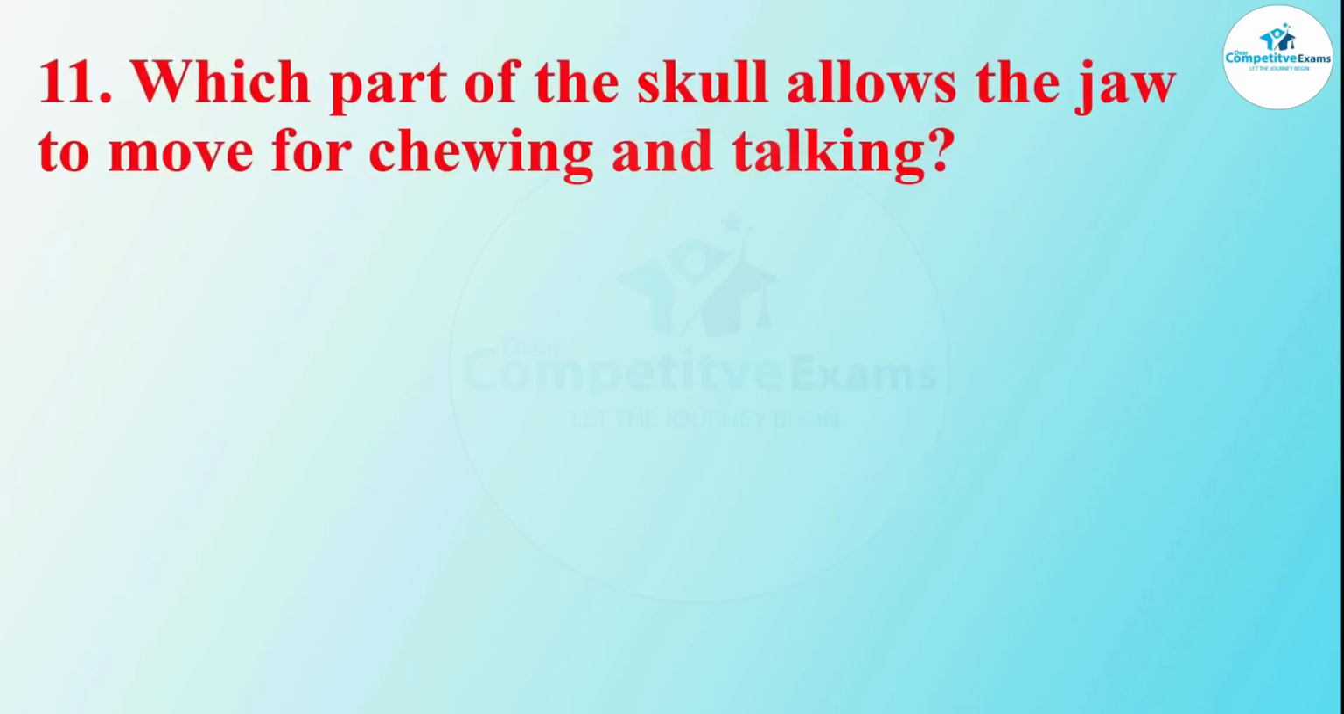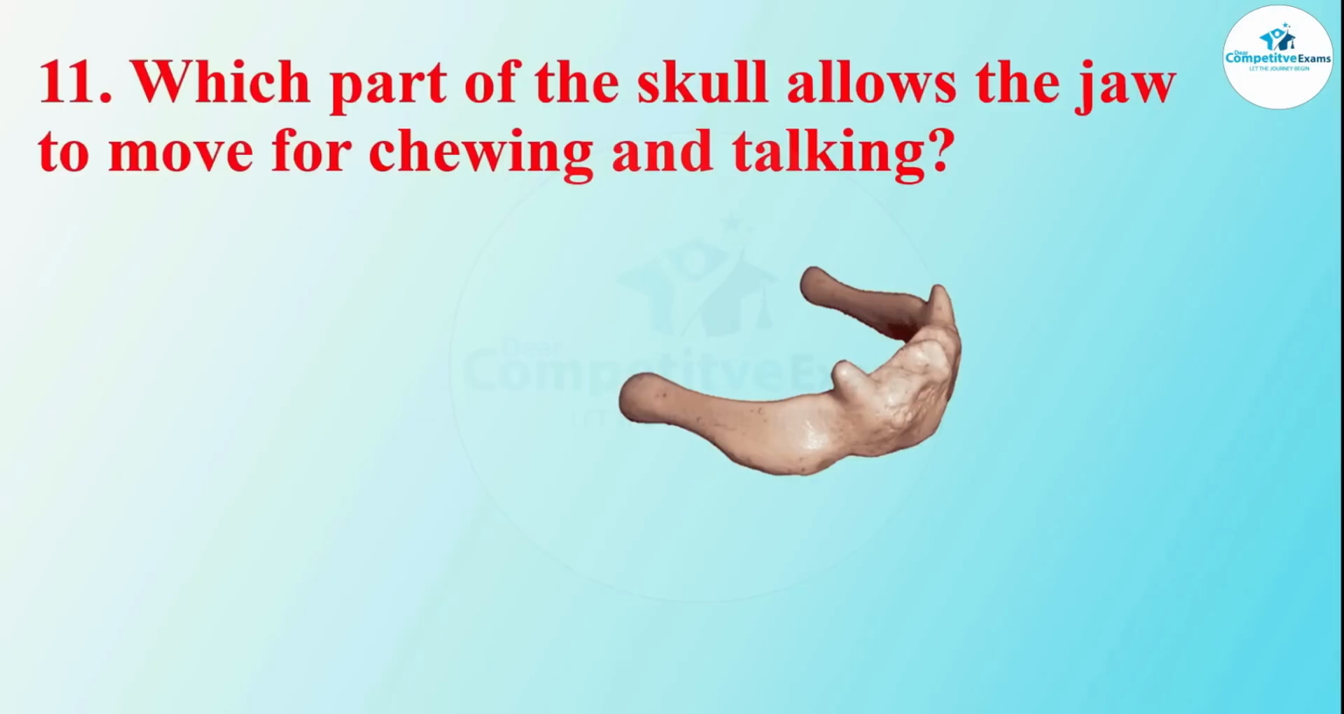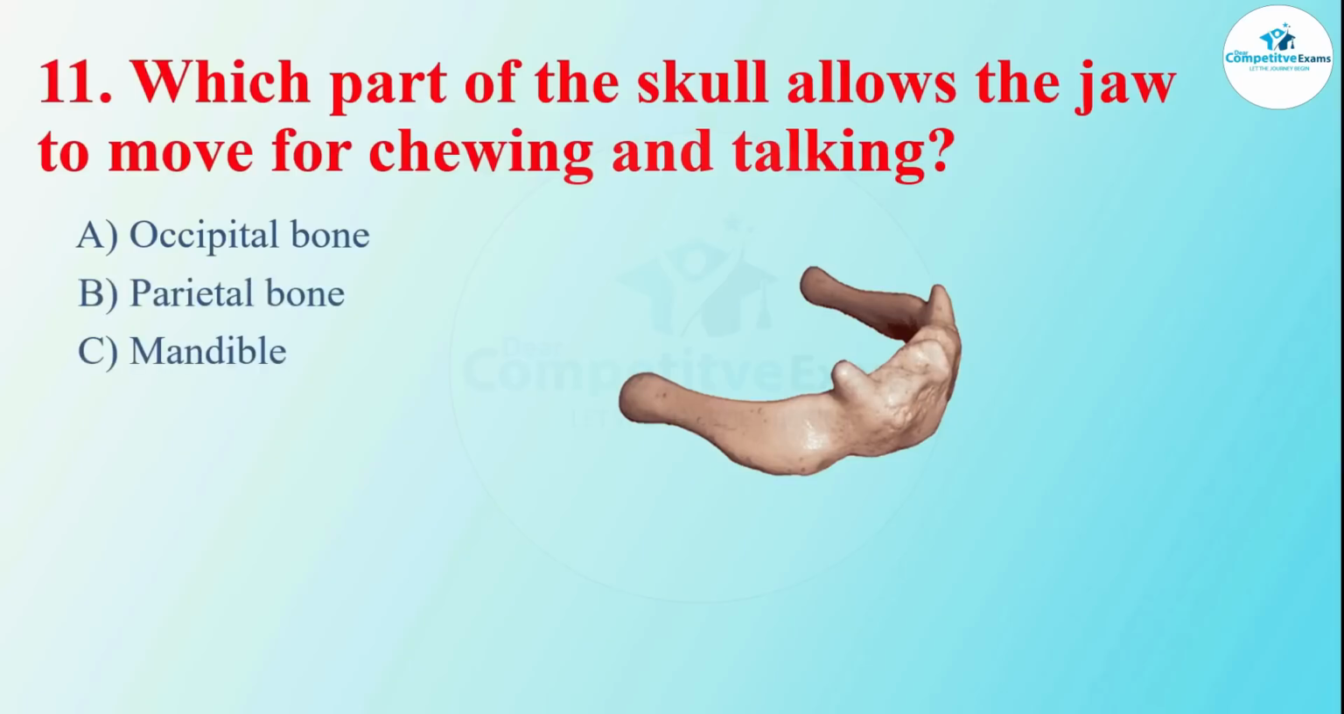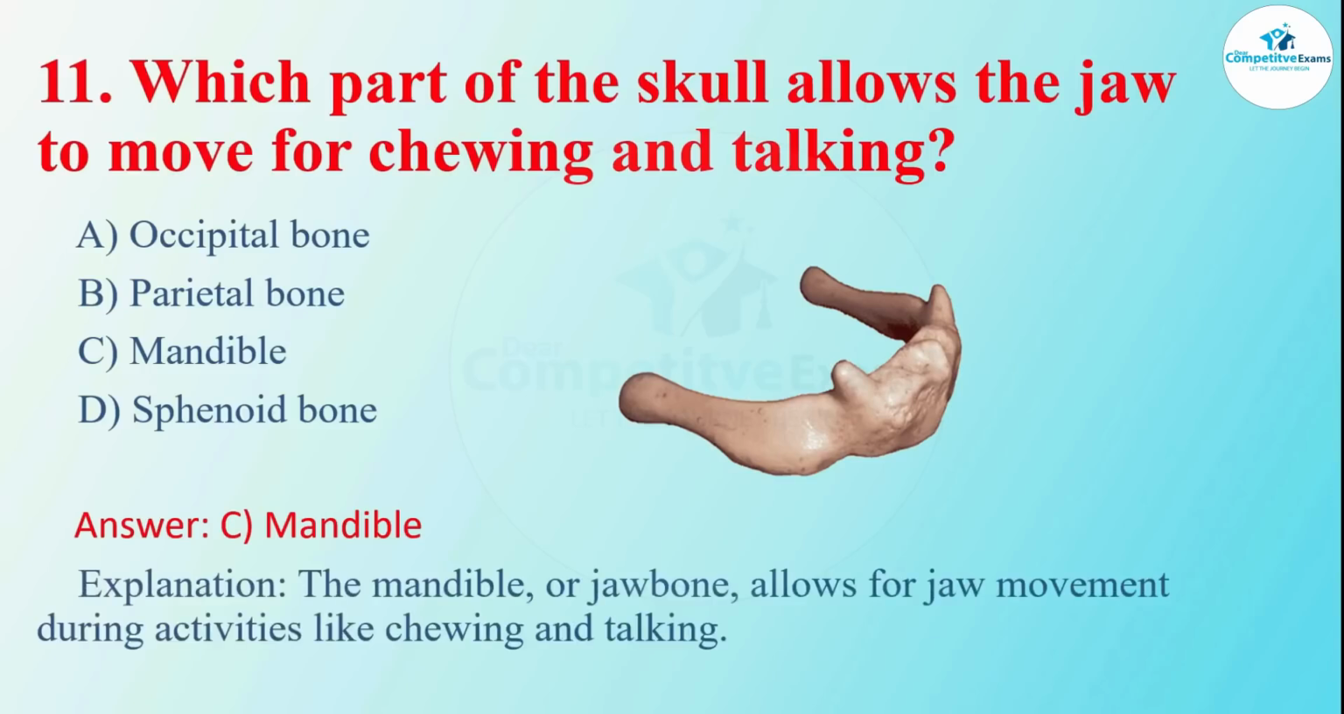Which part of the skull allows the jaw to move for chewing and talking? So which part of the skull allows the jaw to move for chewing and talking? The answers are occipital bone, parietal bone, mandible, or sphenoid bone. Your answer is mandible. The mandible or jawbone allows for jaw movement during activities like chewing and talking. Alright? Let's move on to question number 12.